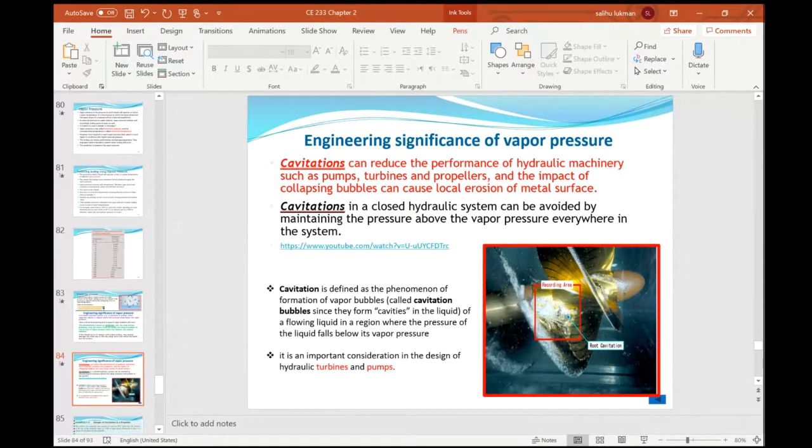Cavitation in a closed hydraulic system can be avoided by maintaining the pressure above vapor pressure everywhere in the system. Cavitation occurs when the pressure in the system falls below the vapor pressure of water, that is, if the liquid is water. If you are considering a closed hydraulic system in which the pressure can be externally controlled, then the pressure should be maintained above the vapor pressure everywhere in the system to avoid cavitation.